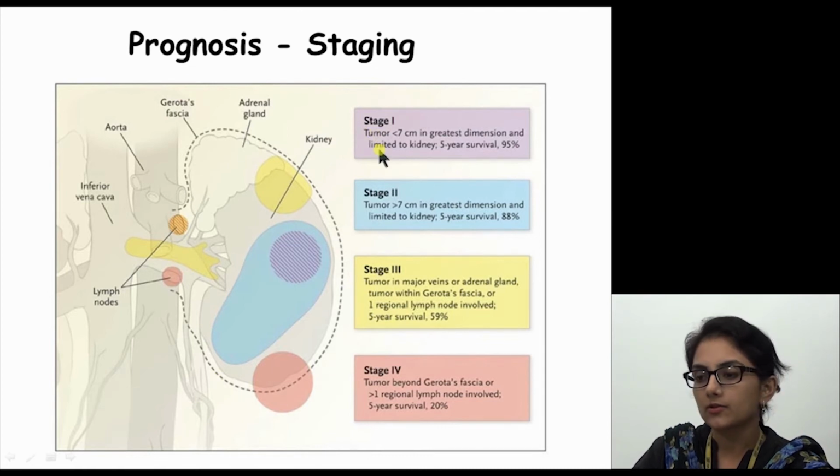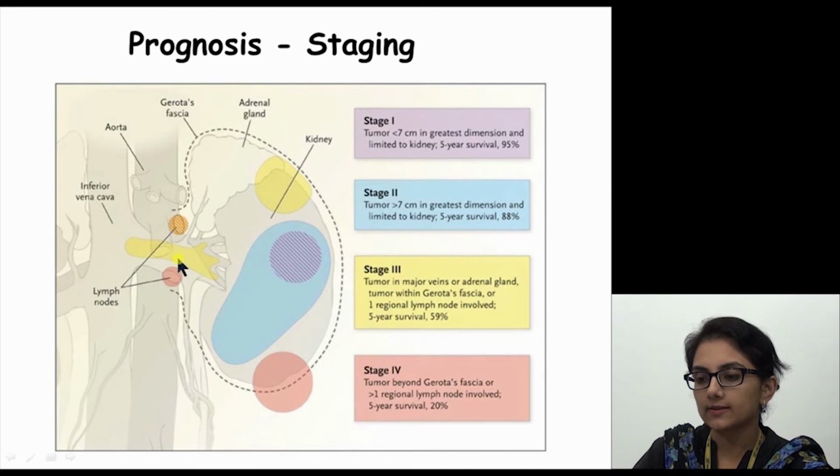Stage 1 tumors are tumors which are less than 7 cm in greatest dimension and limited to the kidney, as we can see here. These patients have a 5-year survival of approximately 95%. Stage 2 are just larger tumors, more than 7 cm, but still limited to the kidney. 5-year survival is a little less, at 88%.